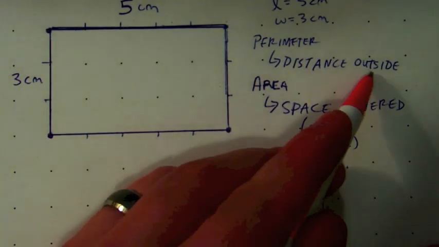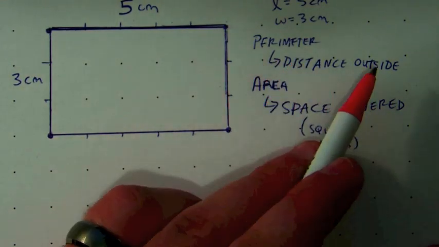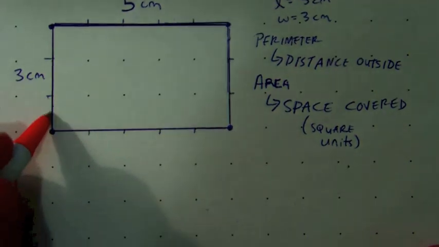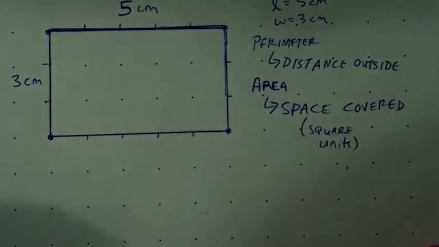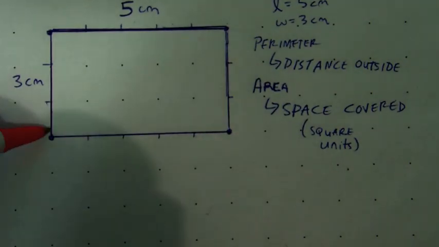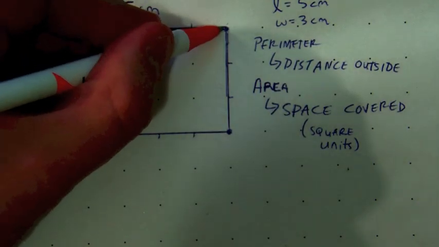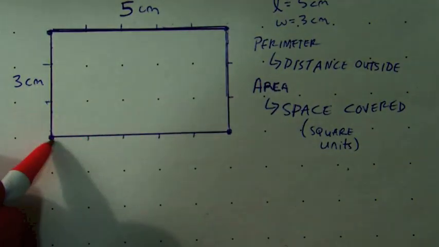Really quickly, some things you have to remember. The perimeter is the distance around the outside edge. It's the outside edge distance, so it goes all the way around it. And in this case, what you would do is you just add them up. So you go 3 centimeters plus 5 centimeters, which is 8, plus another 3, which is 11, plus another 5, which is 16.